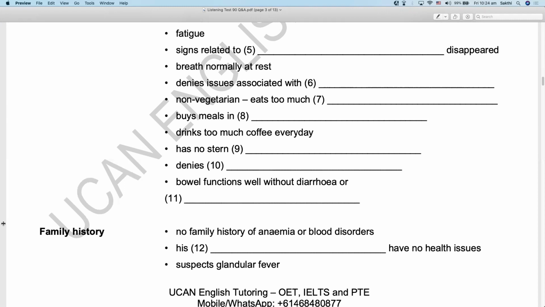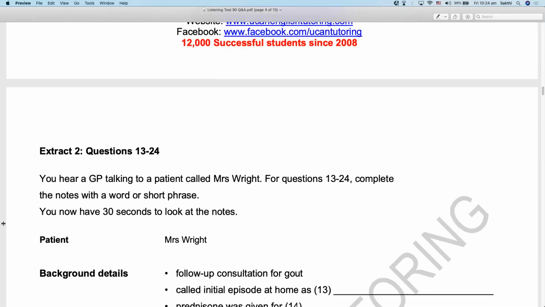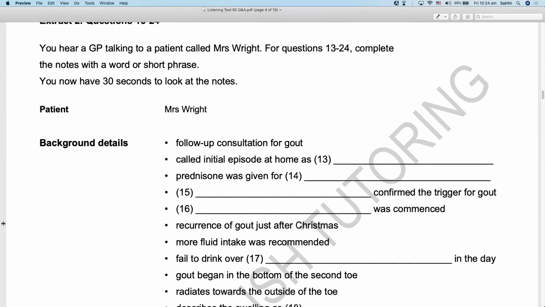You hear a GP talking to a patient called Mrs. Wright. For questions 13 to 24, complete the notes with a word or short phrase. You now have 30 seconds to look at the notes.